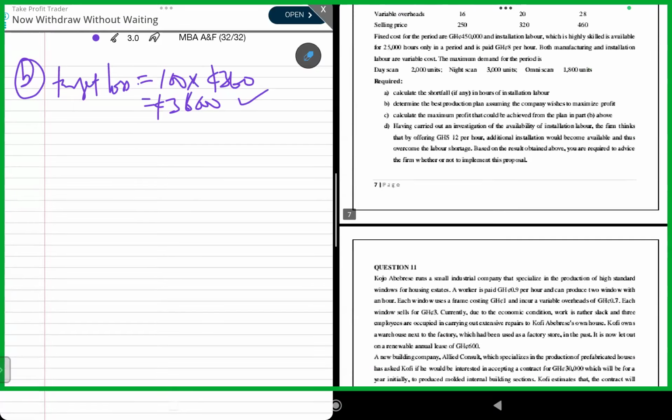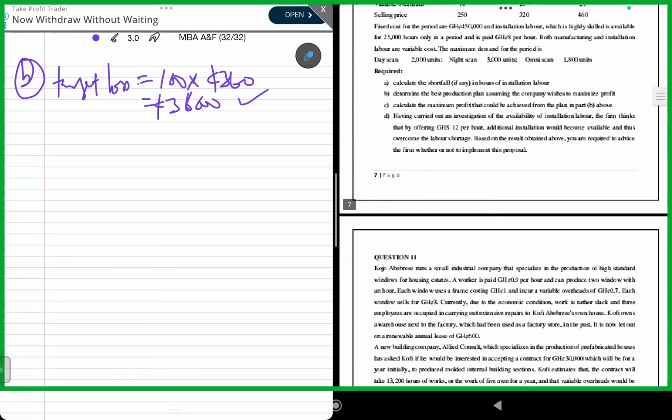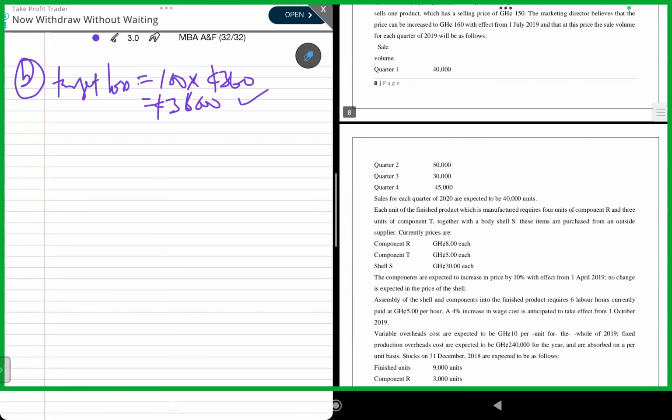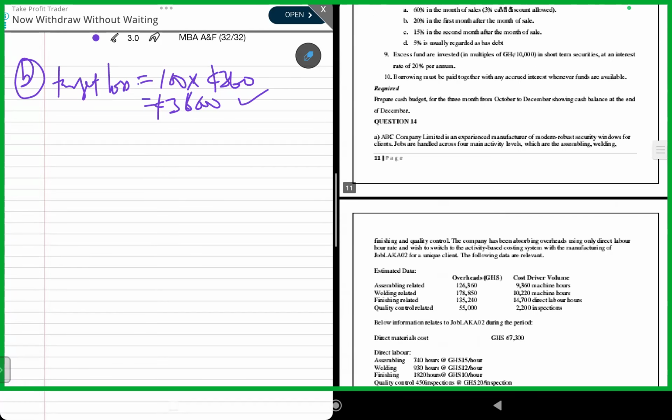Let's pick another question. We will finish soon. So let's look at another question. The break-even. We've solved two break-even questions. There are more. I saw more in there.